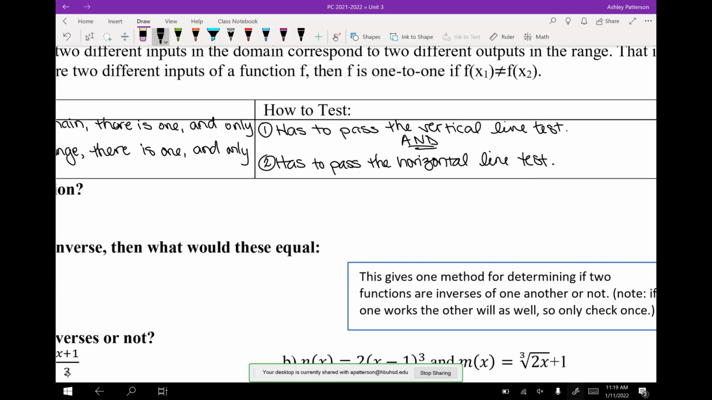Is a line with a positive slope, is that one-to-one? Yeah, okay. What about a parabola? Is that a one-to-one function? No, because it does not pass that horizontal line test. What is another example of a function that is one-to-one? We've graphed a lot this year. What would be something, Jack?